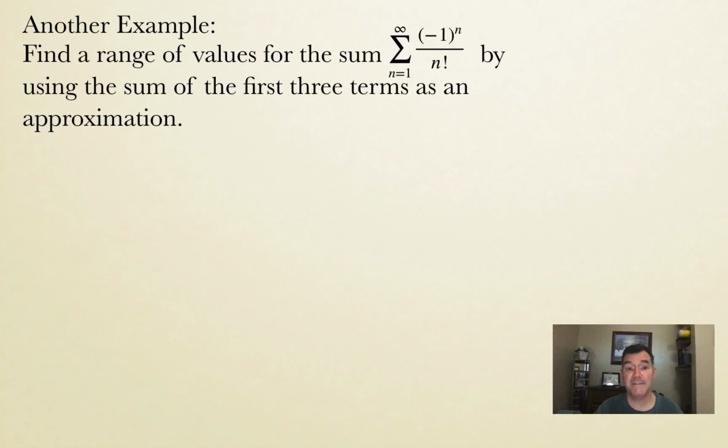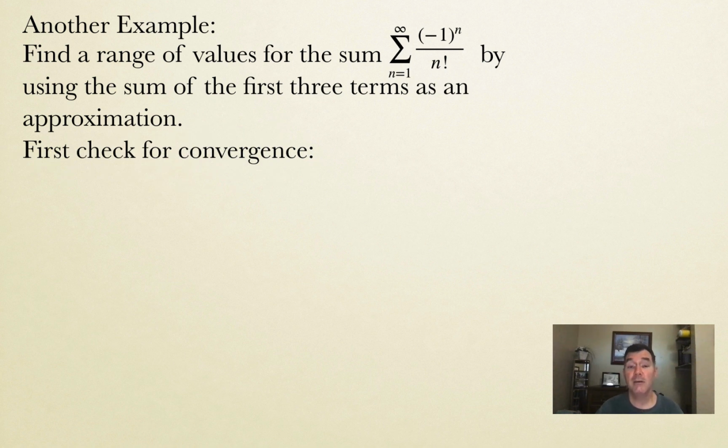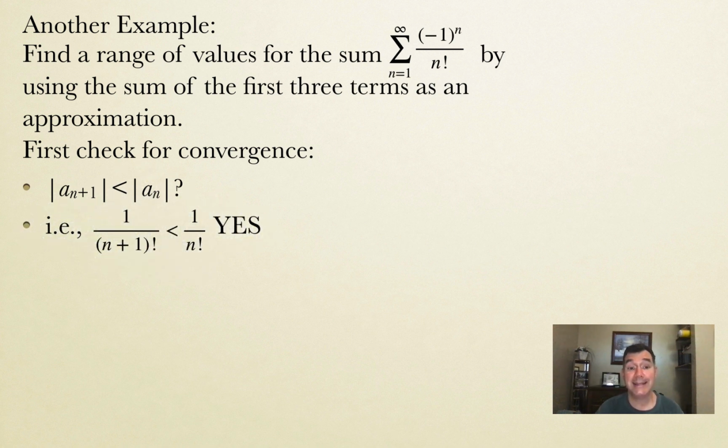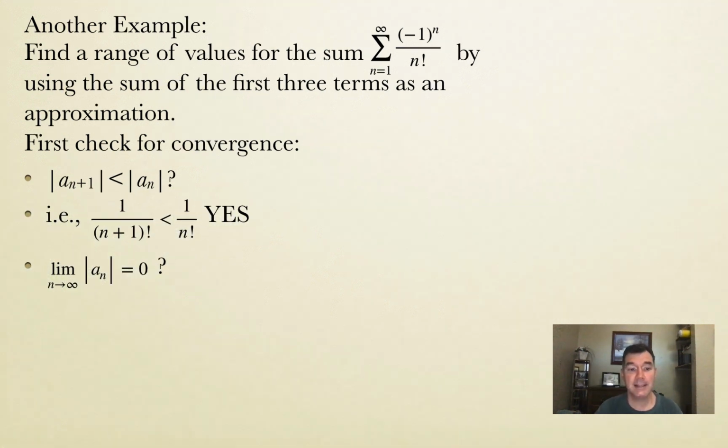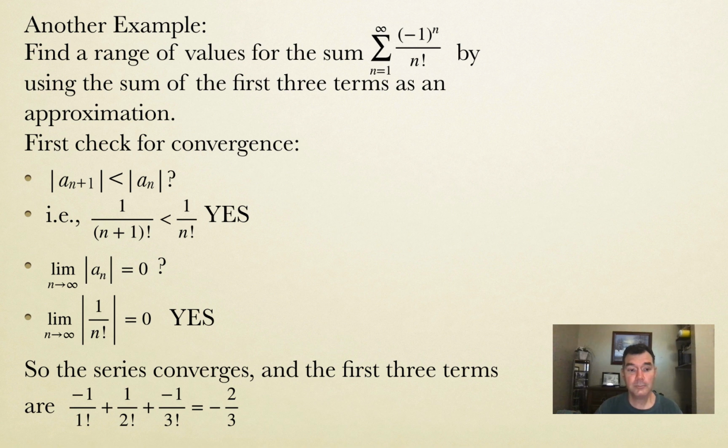All right. So here's another example. Let's find a range of values for the sum of -1 to the n over n factorial. And we're going to use the sum of the first three terms as an approximation. First, we need to check for convergence. Is the n plus 1 term less than the nth term? Yes, it is. Does the nth term approach 0 as n approaches infinity? Yes, it does.